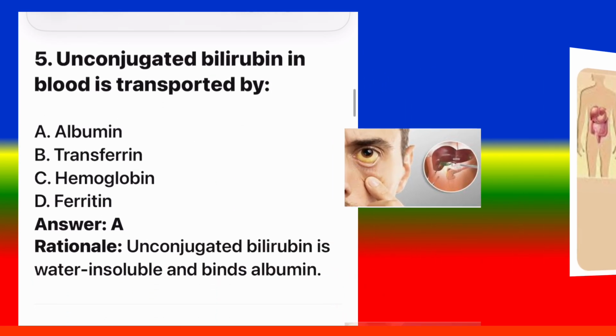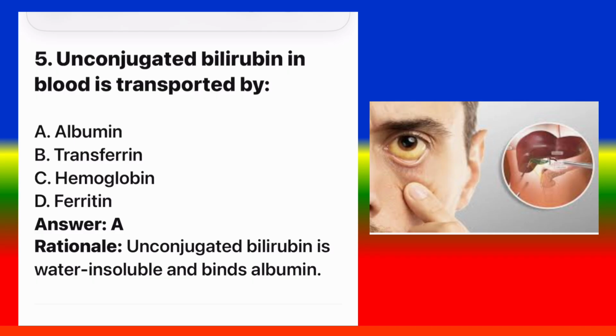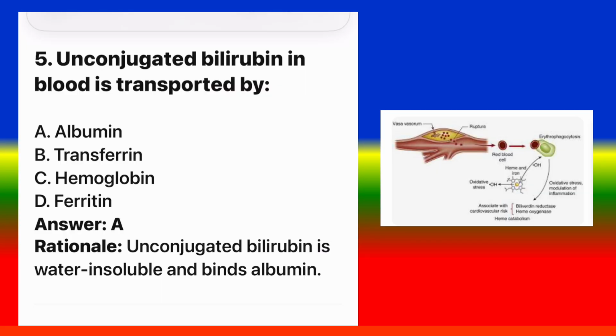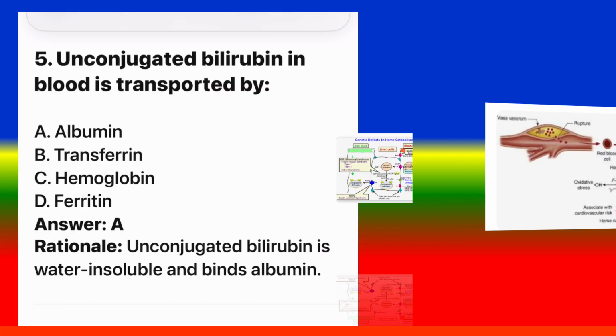5. Unconjugated bilirubin in blood is transported by: A. Albumin, B. Transferrin, C. Hemoglobin, D. Ferritin. Rationale: Unconjugated bilirubin is water-insoluble and binds albumin.